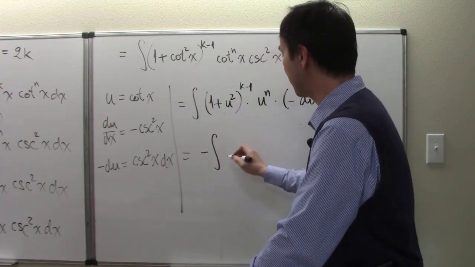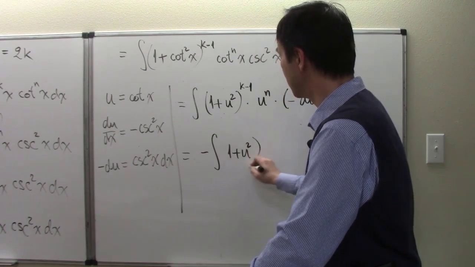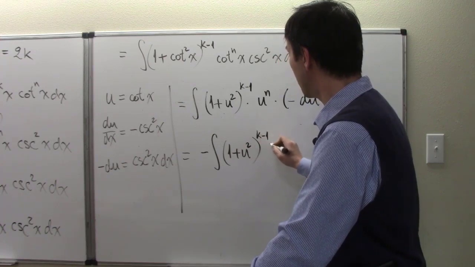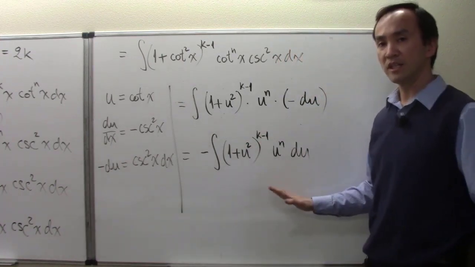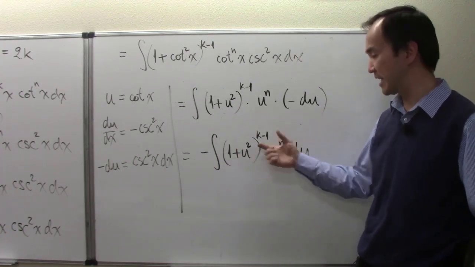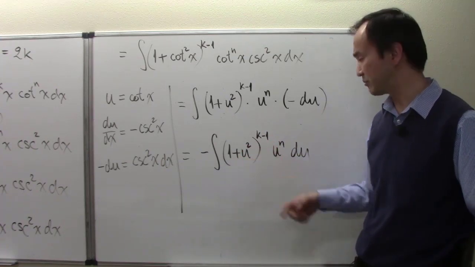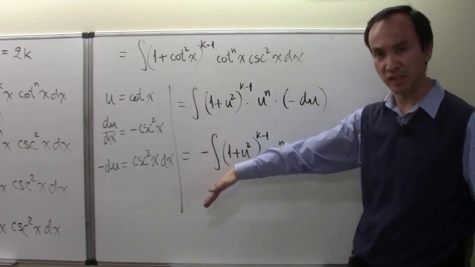And now I have the integral of (1 plus u squared) raised to the power of k minus 1, times u to the n, with the du. At this point, you have turned your integral into an integral completely in terms of u, as a polynomial in terms of u. Of course, I'm not saying that we're done here, but that was the general plan of what we can do with this.